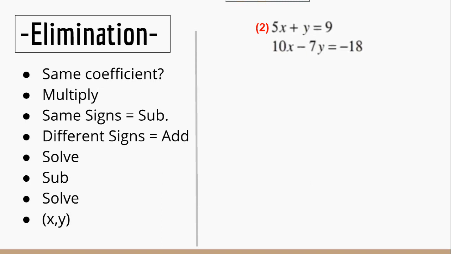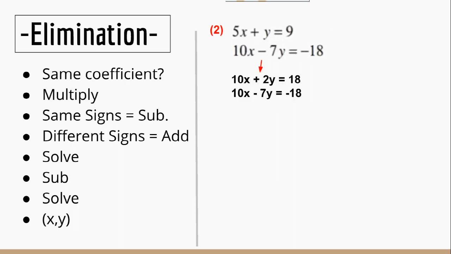Well, I see that if I multiply the top equation by 2, it's going to make 10x, which would be even with this. So I'm going to go ahead and rewrite my equations down below after I've multiplied. So remember, I did 2 times 5x to get 10x, 2 times y to get 2y, 2 times 9 to get 18, and then I took my second equation and rewrote it down below. So we're ready for these two steps right here. Same sign, subtract, different sign, add.